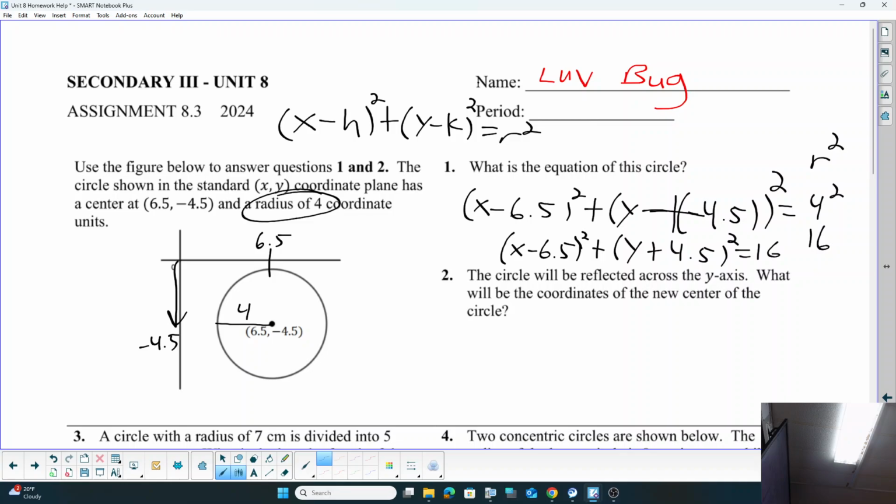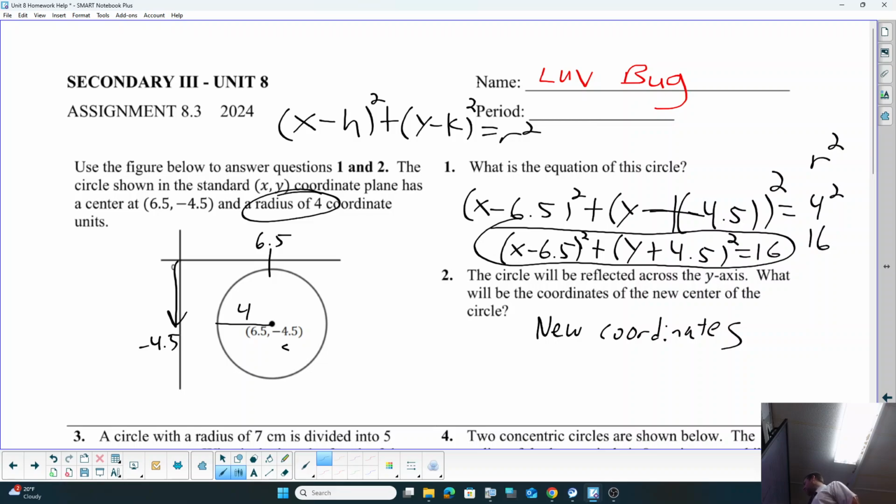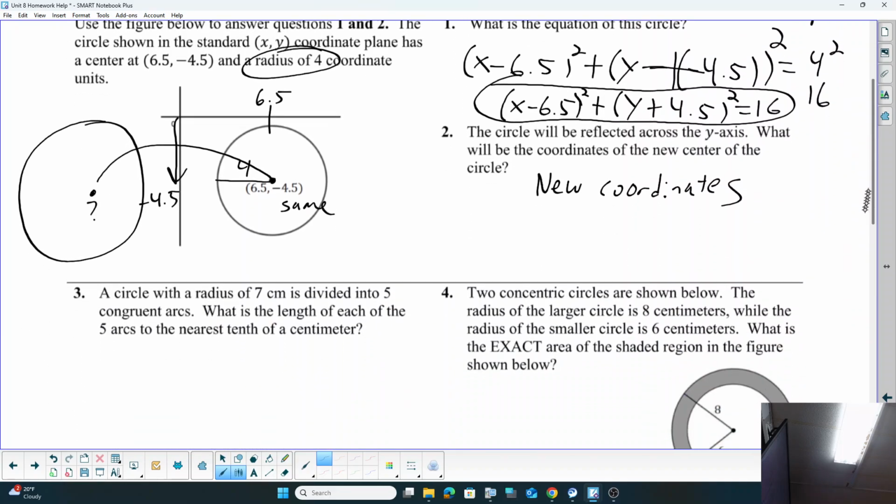Okay, there we go. So then the circle will be reflected across the y-axis. What will be the coordinates of the new center of the circle? So what would be those new coordinates if you reflected over the y-axis? So the hint I'm going to give you is the y value stays the same, but the x value changes. So what's that new circle? Okay, so give that a try.